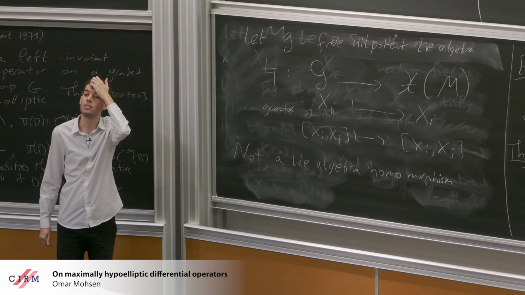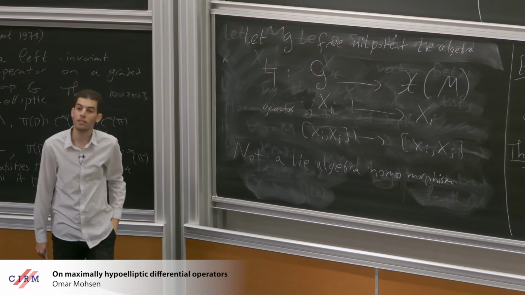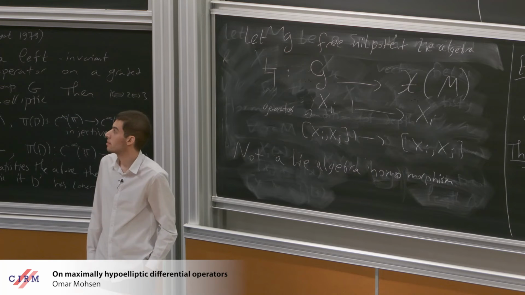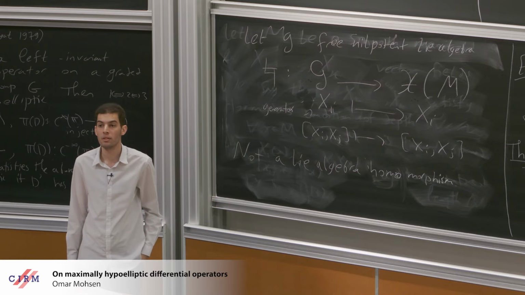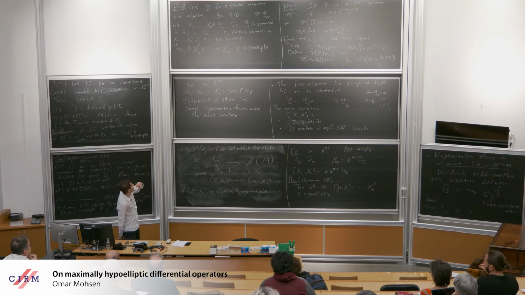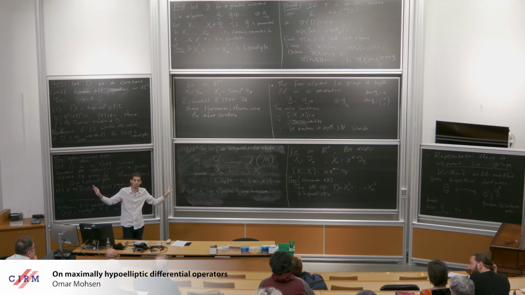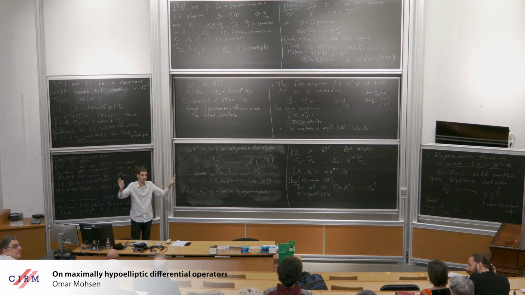Yes? I'm sorry, I don't understand why the generator is on the side of the vector field. Yeah, so I might not have stressed this, but I'm fixing some choice of vector fields which satisfy Hormander's condition. I'm fixing them for the rest of the talk. This doesn't change.